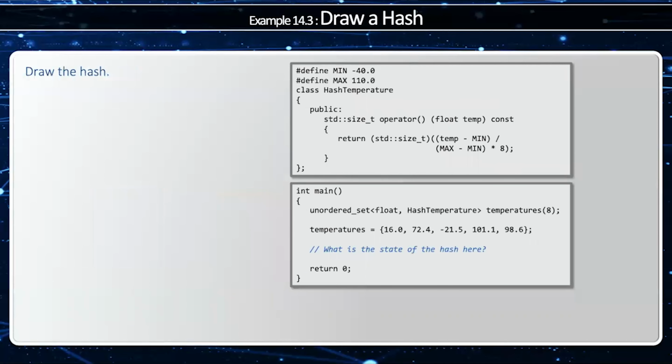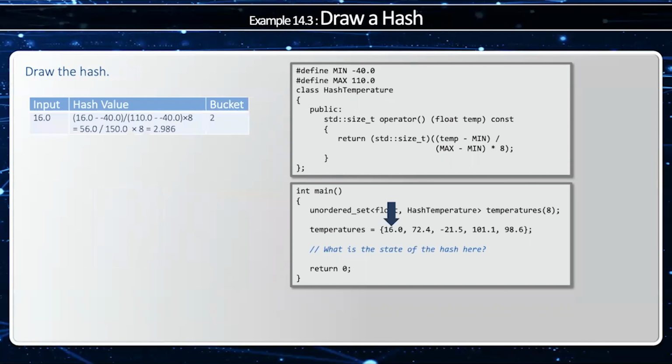This example is far more complicated. Here I'm going to hash a bunch of temperatures, and the temperatures come in as floats. And so my hash function is going to take the temperature, subtract it by some minimal amount, negative 40 degrees in this case, and divide it by my temperature range, which is 110 minus negative 40. I'm going to multiply the whole thing by 8 because I have 8 buckets in my hash table, and that'll give me my hash function once I cast it to an int.